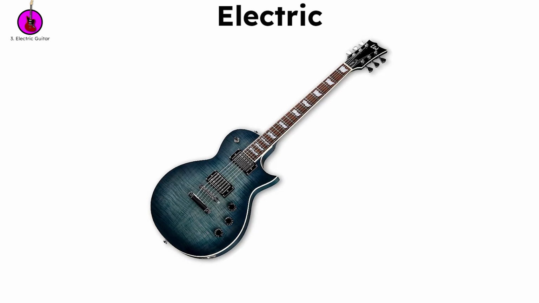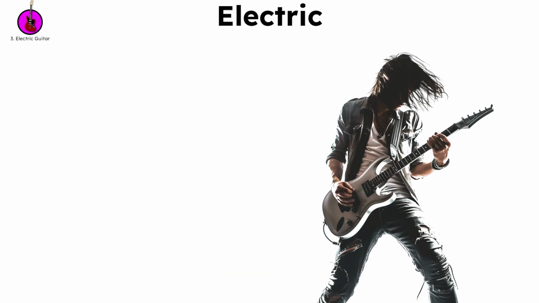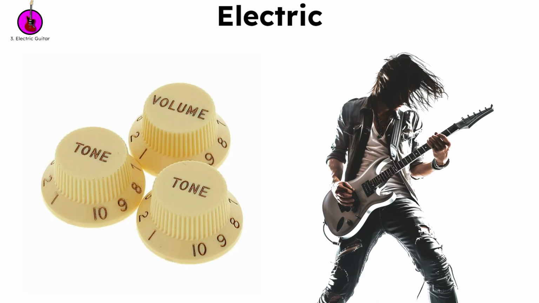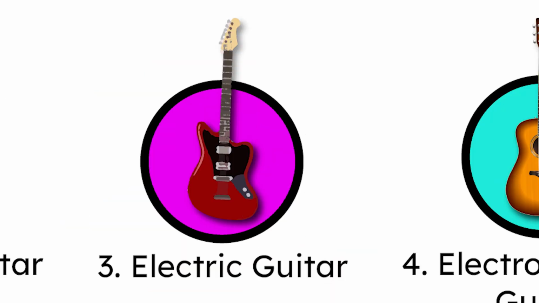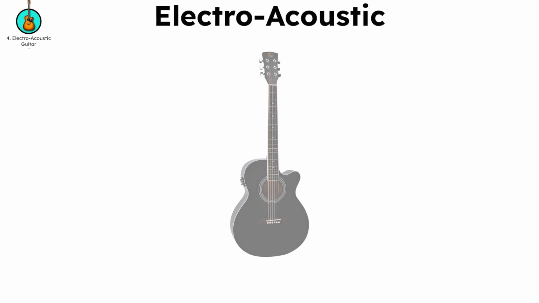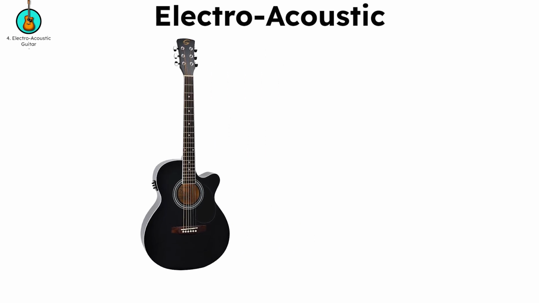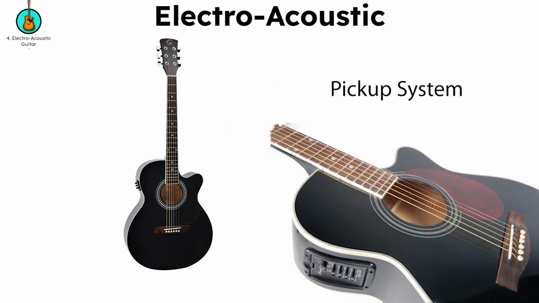Electric guitars offer flexibility in shaping their sound. Players can adjust settings on the guitar itself, such as tone knobs, and use effects like reverb and distortion to achieve different timbres.